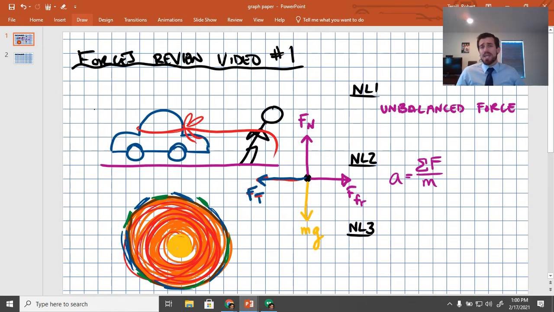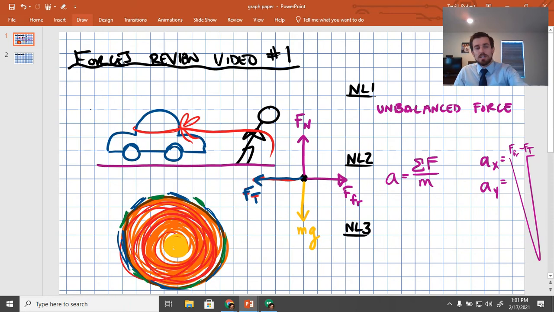In this case, we have to do it in separate directions. So I would have to figure out the acceleration in the x direction and the acceleration in the y direction separately. So that's so annoying. Acceleration in the x and acceleration in the y. So that would be something like force of friction minus force of tension on this man all over. Oh my goodness.